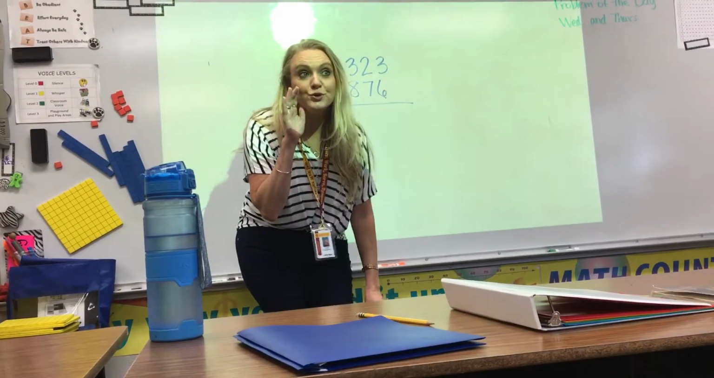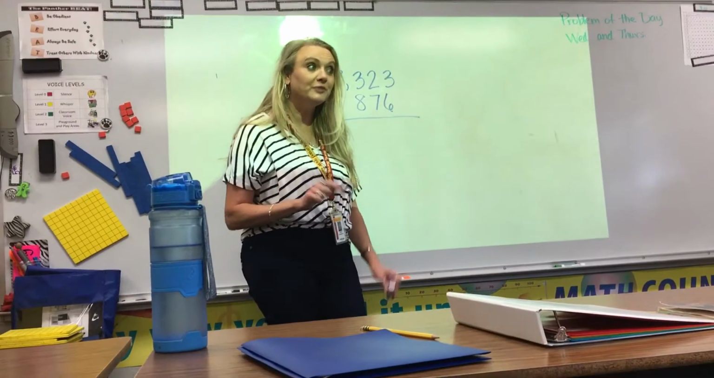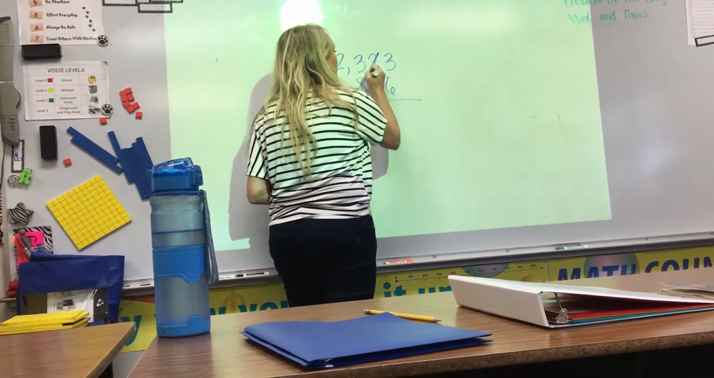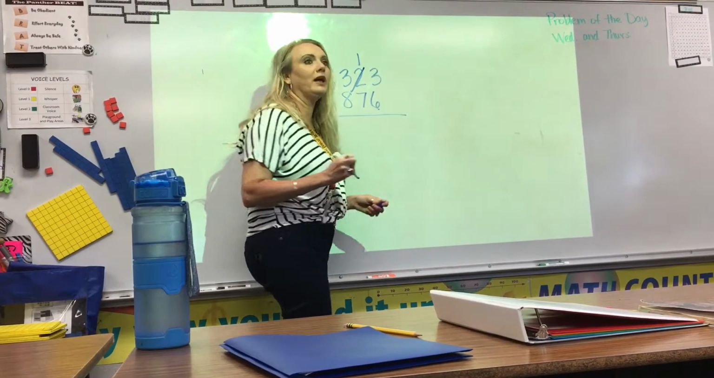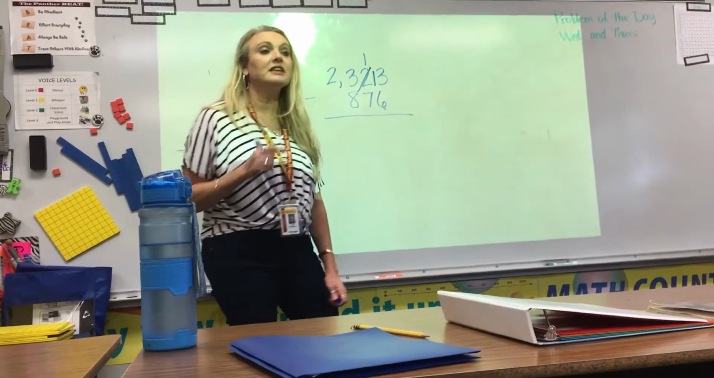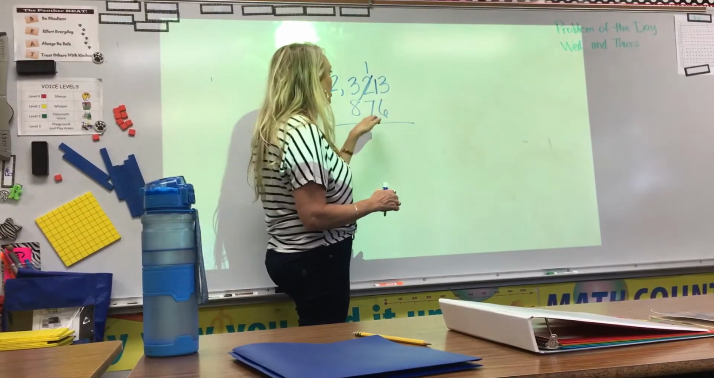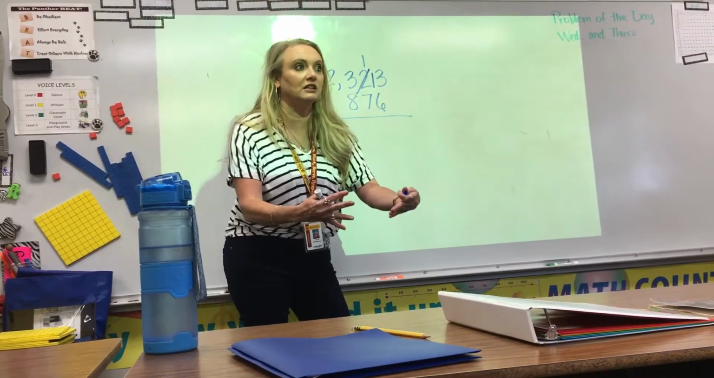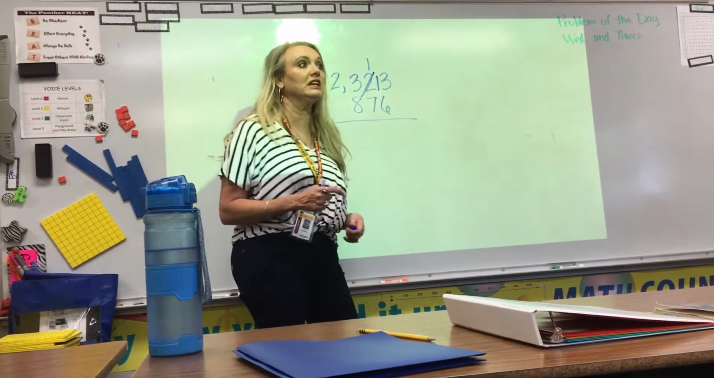Hello, 2, can I borrow from you? And the 2 says, sure, you can borrow from me. So you take 1 away and you give it to the 3 to make 13. Now, sometimes your teachers have taught you to mark through the 3 and make it a 13. We don't do that. We're giving him 10. So we're going to make it a 13.